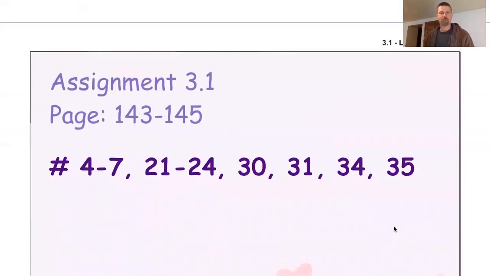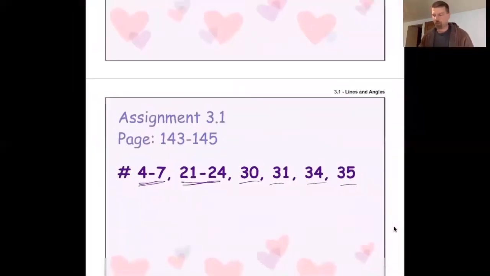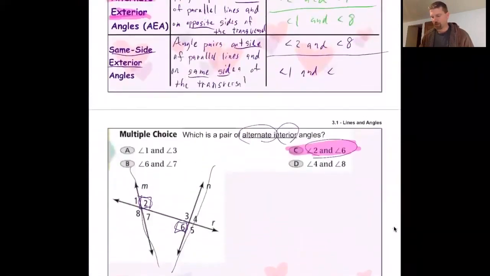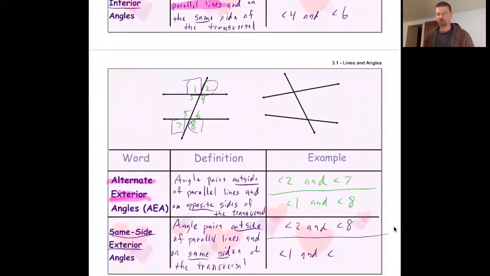All right, you're going to want to practice some of this. The assignment is 3.1, page 143 and 145, 4 through 7, 21 through 24, 30, 31, 34, and 35. While you're doing these homework assignments, I would highly suggest having your notes out and just kind of having these examples so you can remind yourselves, like alternate exterior. Where were those again? Oh yeah, they were here and here, right? Might be really useful.